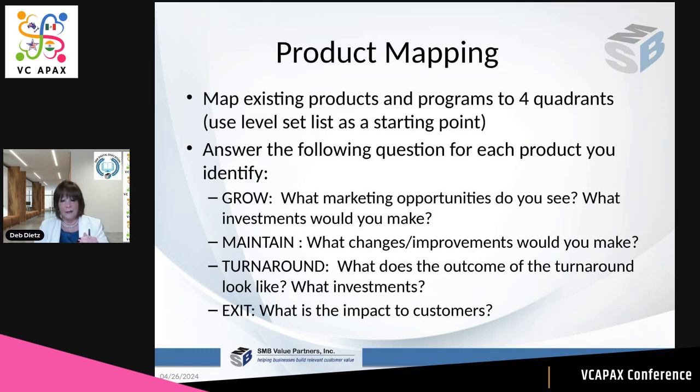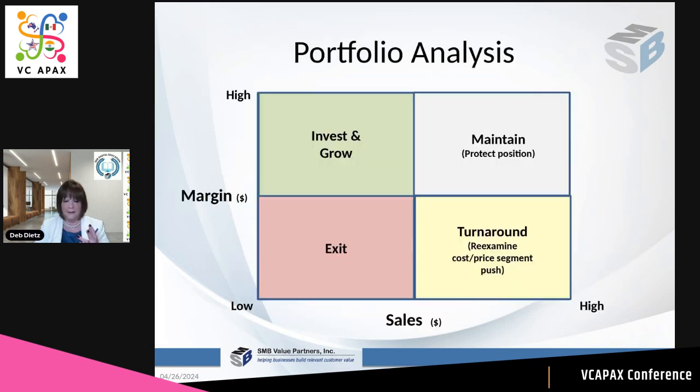Maintain that product. What changes or improvements would you make to that product? Turnaround. What does the outcome of a turnaround strategy look like, and at what level of investment? Or is this something that is a product that's no longer viable? It's not providing a return for you. And if you did decide to sunset that, what would the impact be on your customers? So those are those 4 questions about growth, maintaining, turnaround, and exiting.